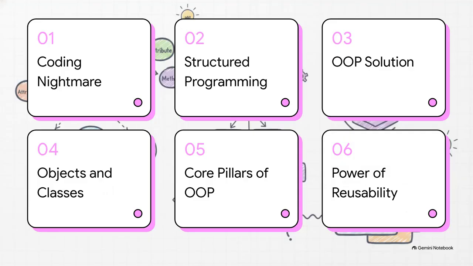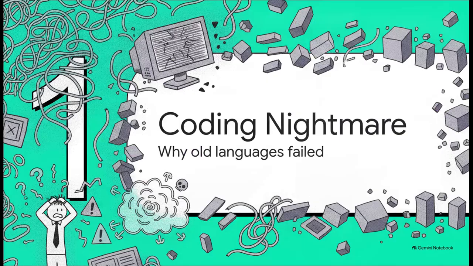All right, here's our quick roadmap for today. We'll start with the early coding nightmare, move on to the rise of structured programming, and then check out the object-oriented solution. After that, we'll explain objects and classes, dive into the core pillars of OOP, and finally wrap up with the awesome power of reusability. So let's kick things off with Section 1, the early coding nightmare, and exactly why those old languages failed.